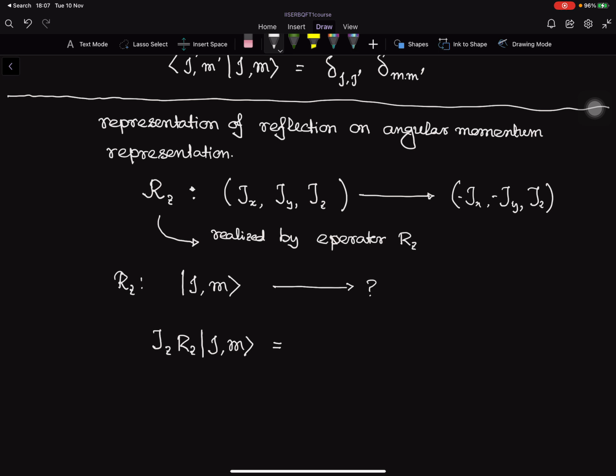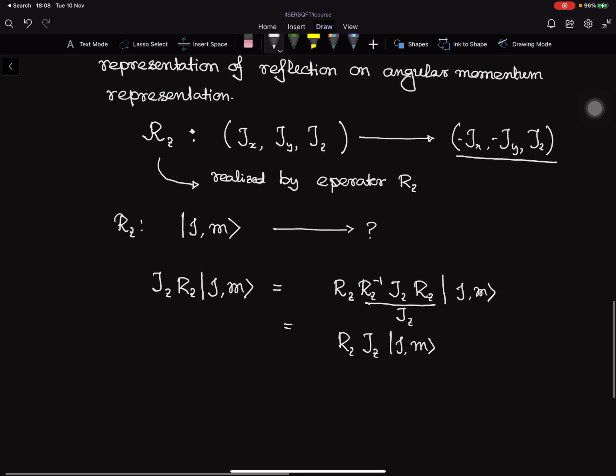Jz acting on this is the same as, I can write it as Rz inverse Jz Rz |j, m⟩. And then this is the same as Jz because Jz doesn't transform under this. So this becomes Rz Jz |j, m⟩. This means that this is the same as m times Rz |j, m⟩.